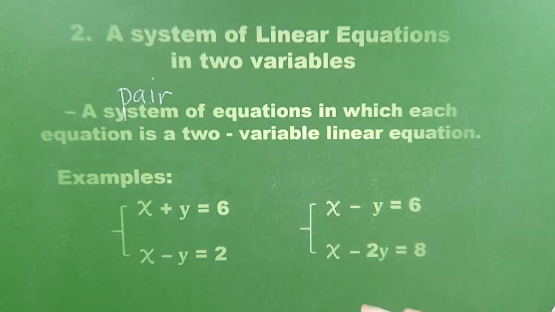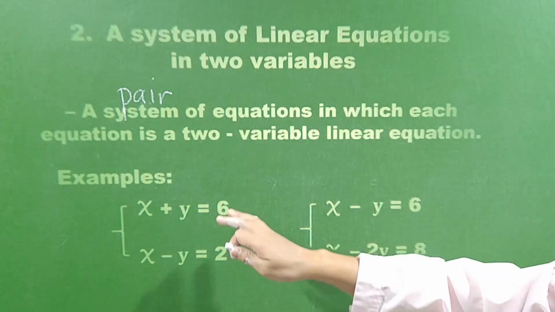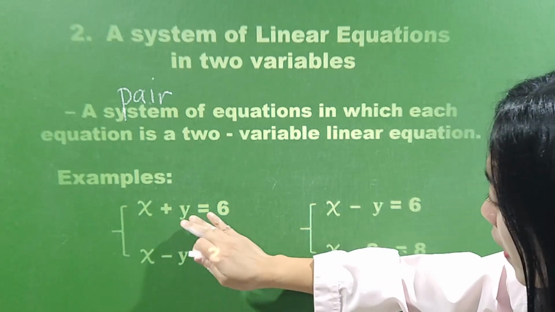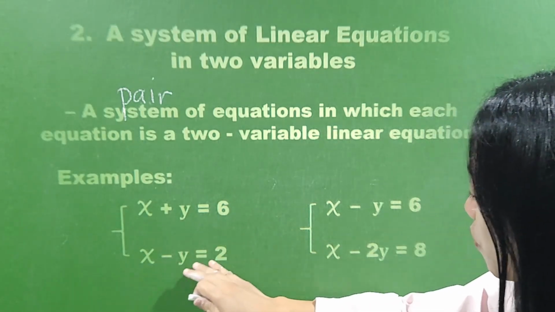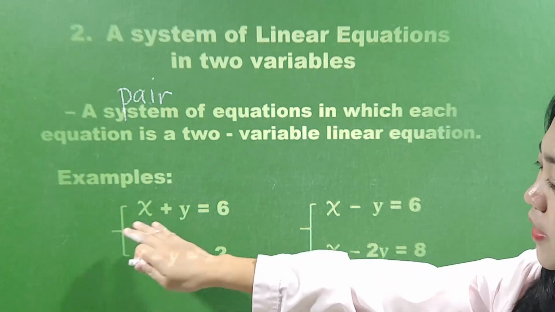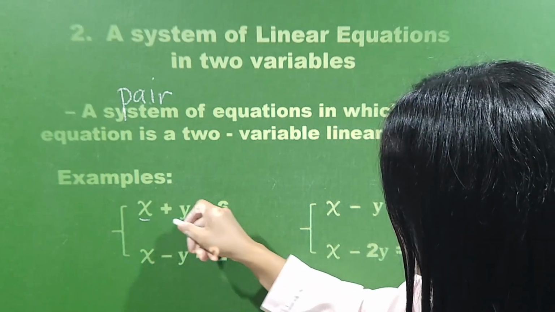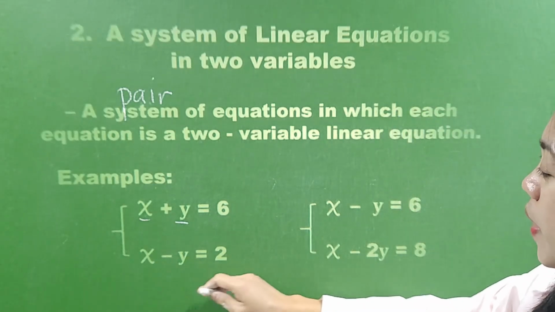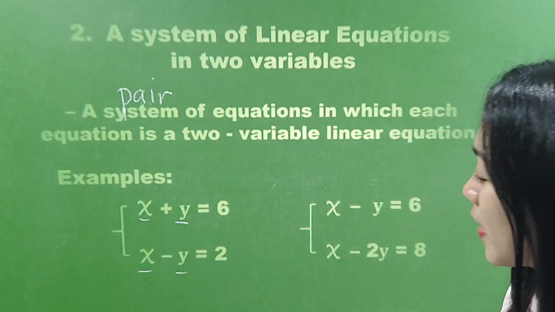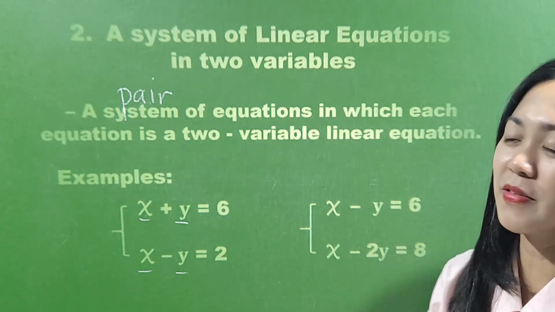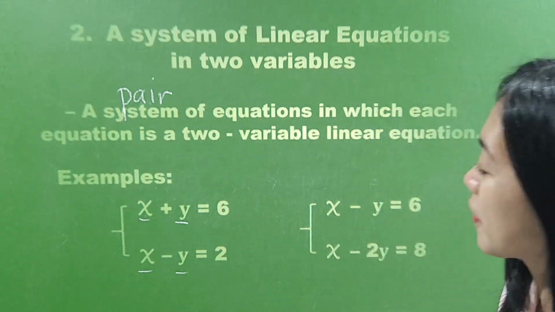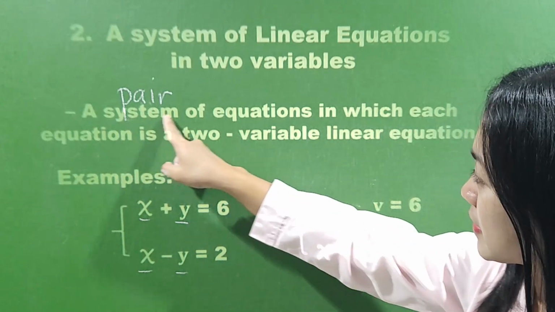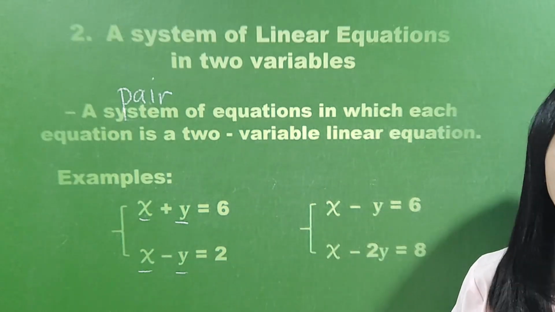Let's take a look at these examples. We have here this first pair of equations. x plus y is equal to 6 and x minus y is equal to 2. x plus y is equal to 6, this is a linear equation in two variables. x minus y is equal to 2, this is also a linear equation in two variables. These are grouped together or paired together. So this is our first system of equations.